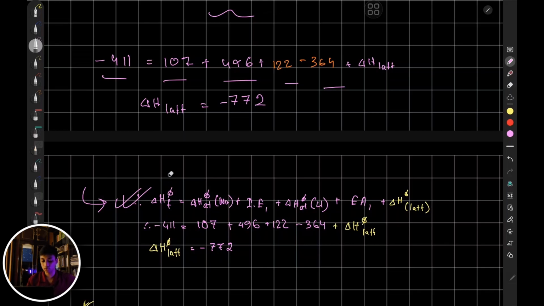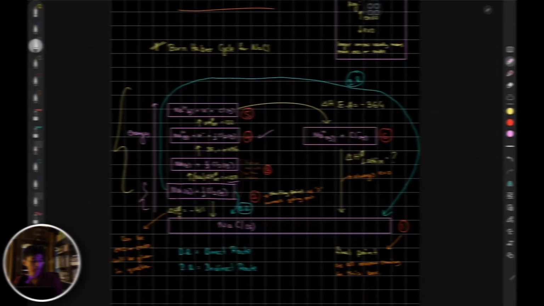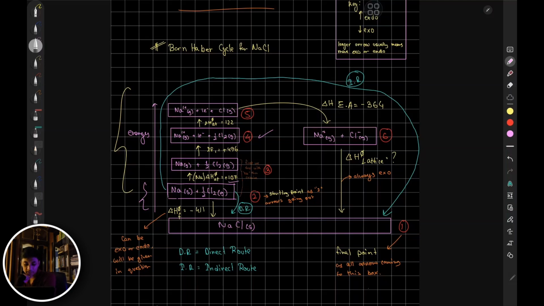So you should rather denote all the symbols so that you don't have any possible way to lose the mark, right? So after you've formed the equation, you put in the values and get the result. Great, so we have received minus 772. Alright guys, so again, there are two things I need to mention.